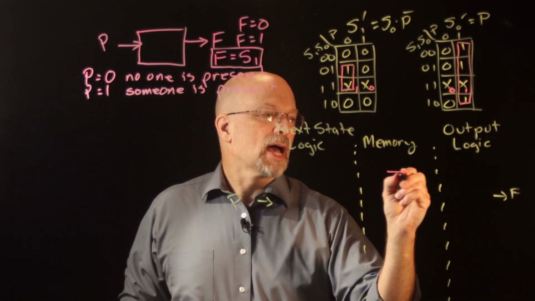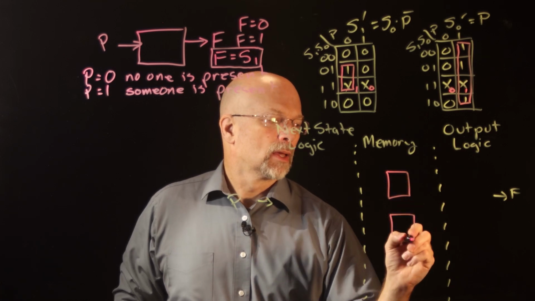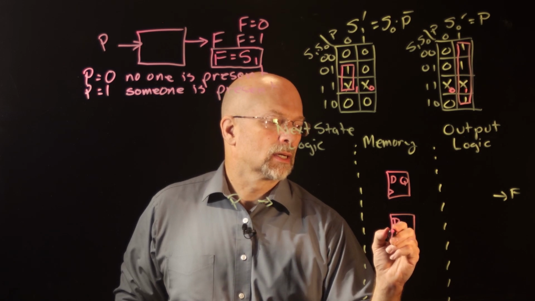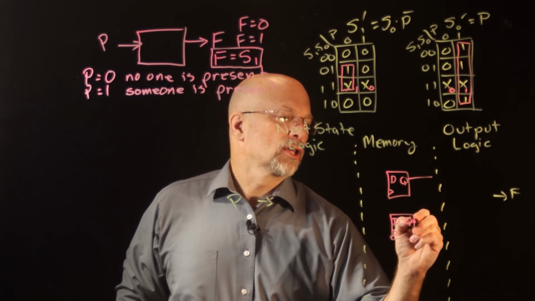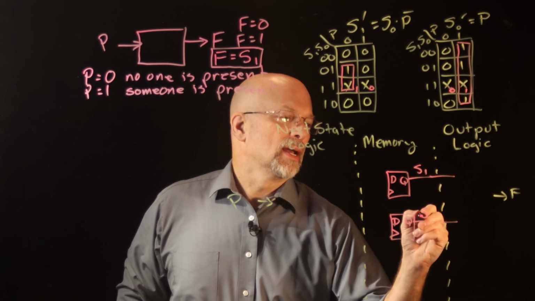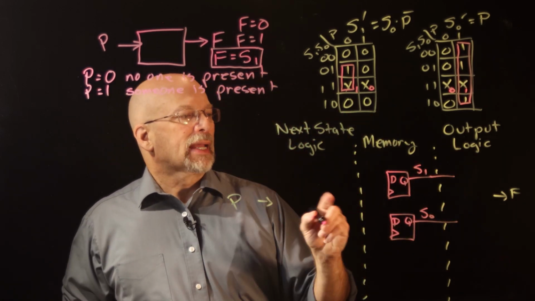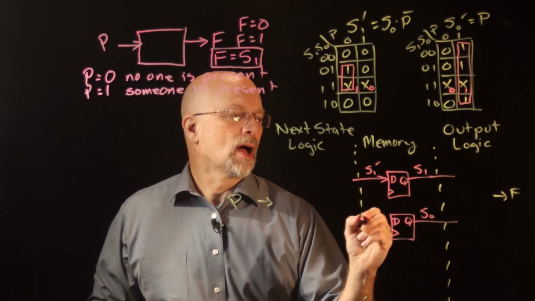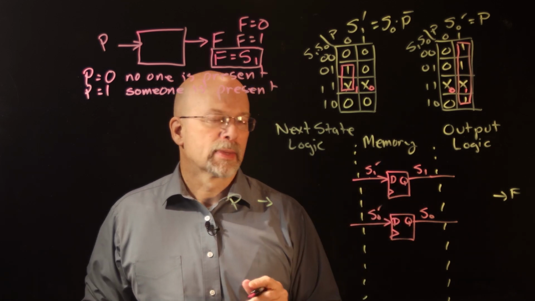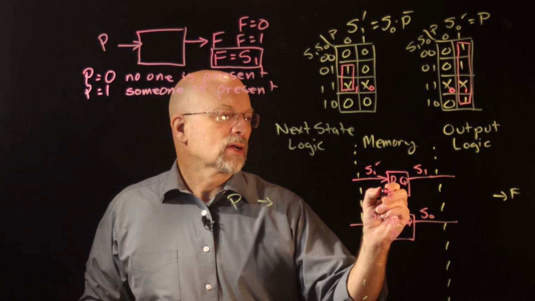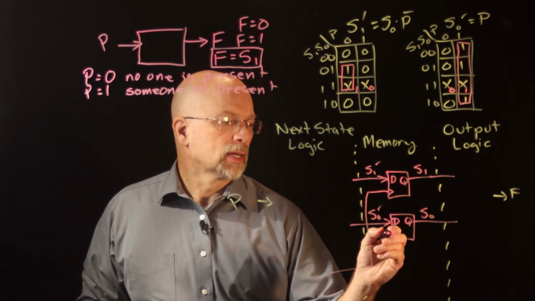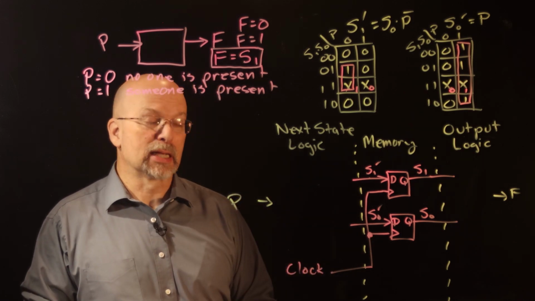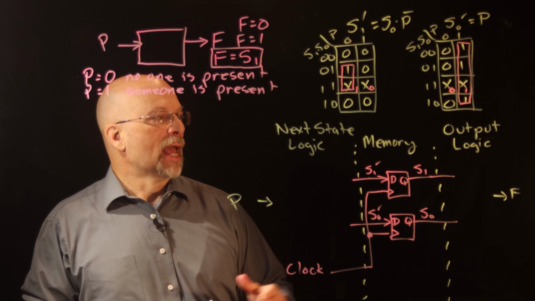First of all, we already decided we have two memory cells. We have D, clock, and Q for each one of these. The output Q, this is S1 and S0. And then coming back in on this side, going into D, we've got S1 prime and S0 prime. And then remember, we've got this one clock, which keeps everything in lockstep. So I'm going to connect the clocks together. And this is just going to be the system clock, what's just keeping us going from state to state to state.